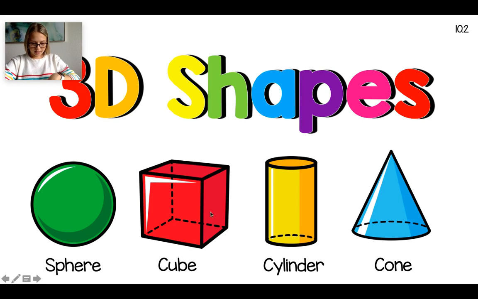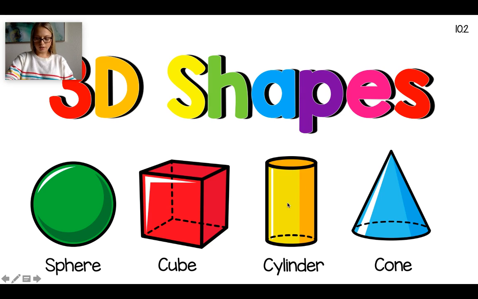The next shape is a cube. We know that a cube is a 3D shape because it's solid. It has 1, 2, 3, 4, 5, 6 flat surfaces and 1, 2, 3, 4, 5, 6, 7, 8 vertices.